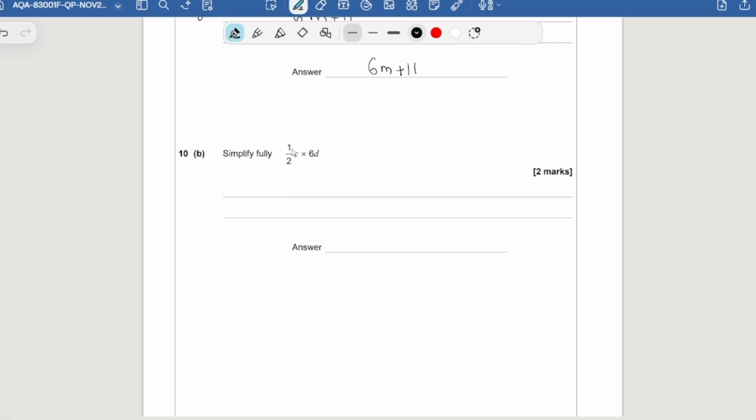Simplify fully half c times 6d. So we have these two terms which are getting multiplied. When the terms are getting multiplied, we operate the numbers together and the letters together. So it's as good as saying half times 6 times cd. We can write it in this way as well. So half of 6 is 3 and the cd remains. So the answer is 3cd.